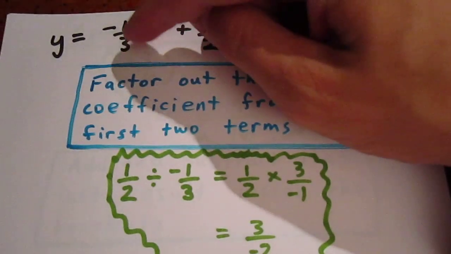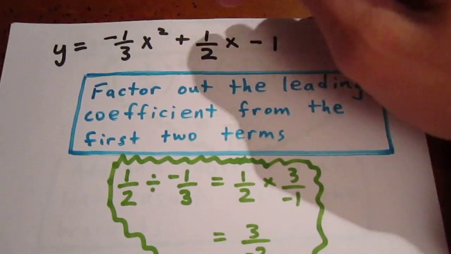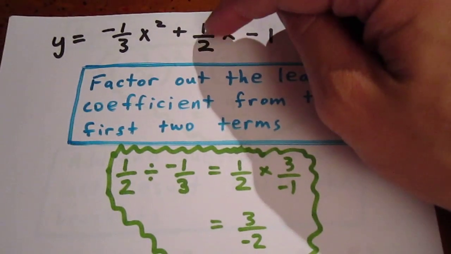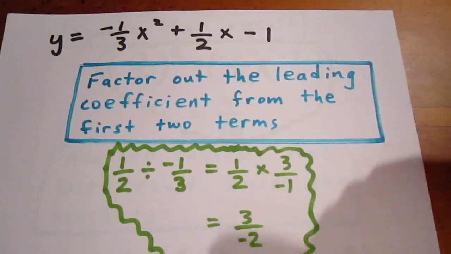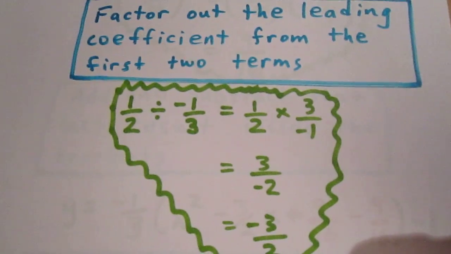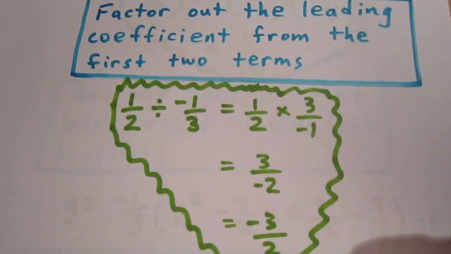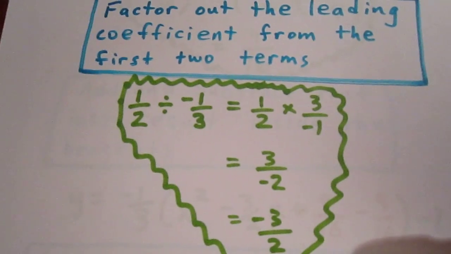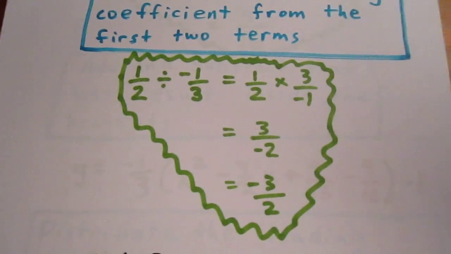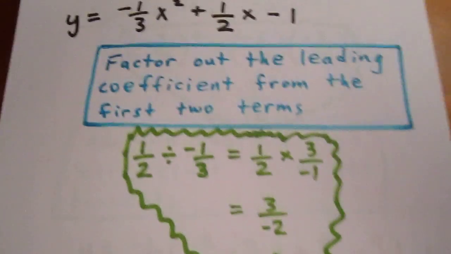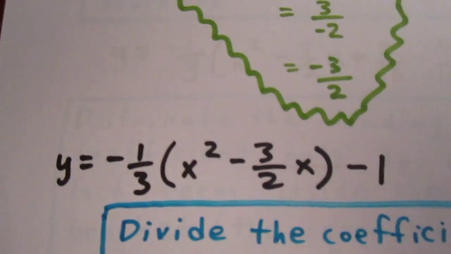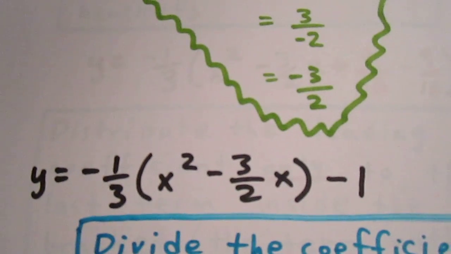So we're going to factor negative 1/3 out from negative 1/3 x squared and positive 1/2 x. Well, we better figure out what 1/2 divided by negative 1/3 is. 1/2 divided by negative 1/3 is the same as 1/2 times 3 over negative 1, because we invert and multiply the second fraction. That's 3 over negative 2. We prefer to have our negative sign in the numerator, so it's negative 3 over 2. So factoring out a negative 1/3 leaves us with negative 1/3 times x squared minus 3/2 x.